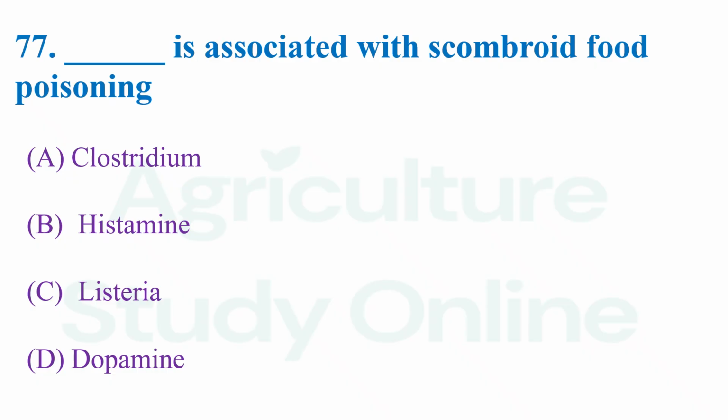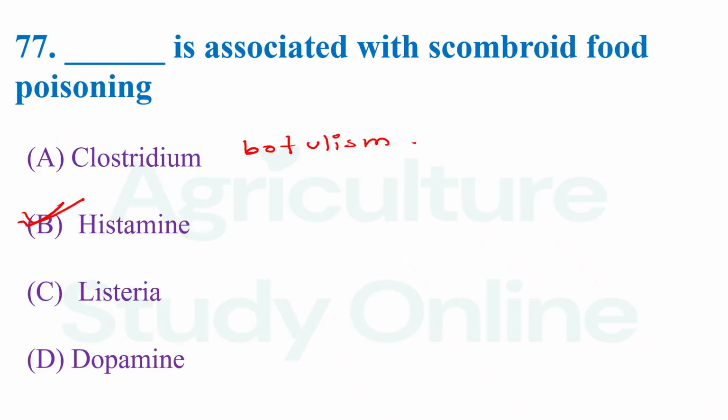Question number 77. Dash is associated with scombroid food poisoning. First one, that is Clostridium. Clostridium basically causes botulism, or we can say food poisoning of different types.